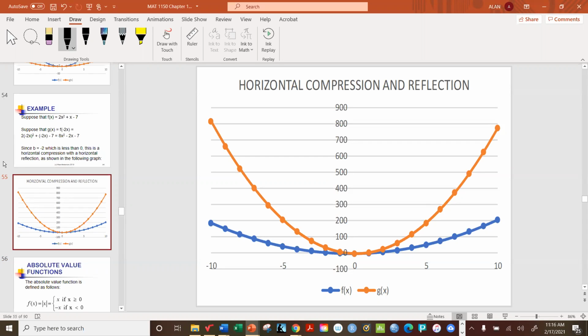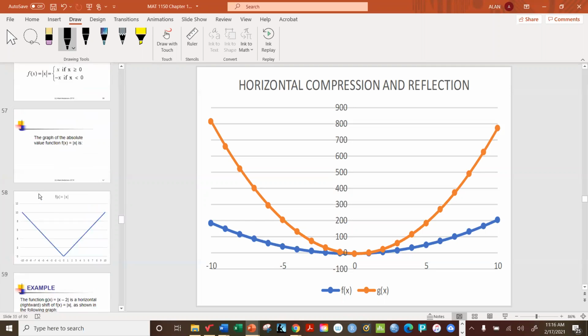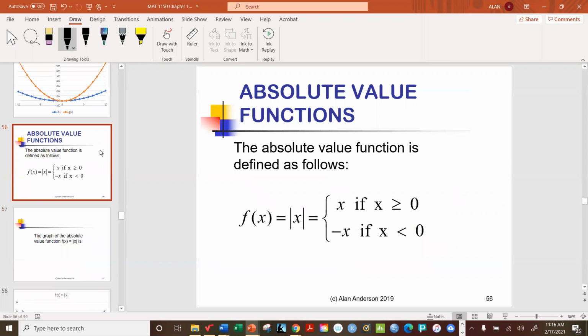All right, so now I think we got some more graphs here. This one is straightforward. The absolute value, you've all seen this before. It just means ditch the negative.